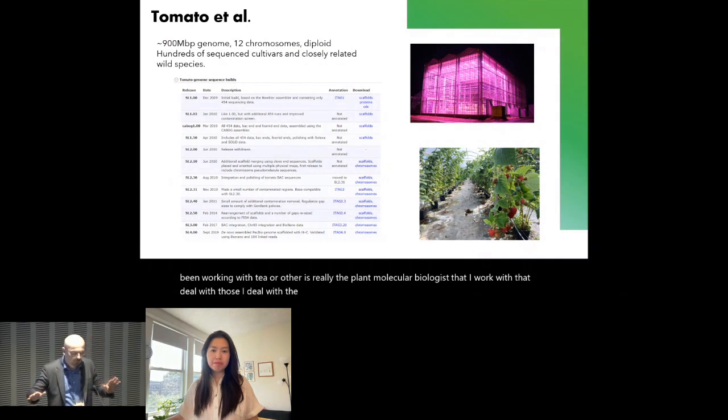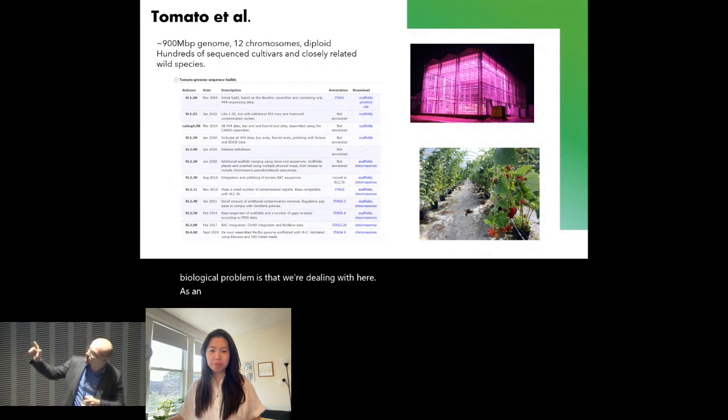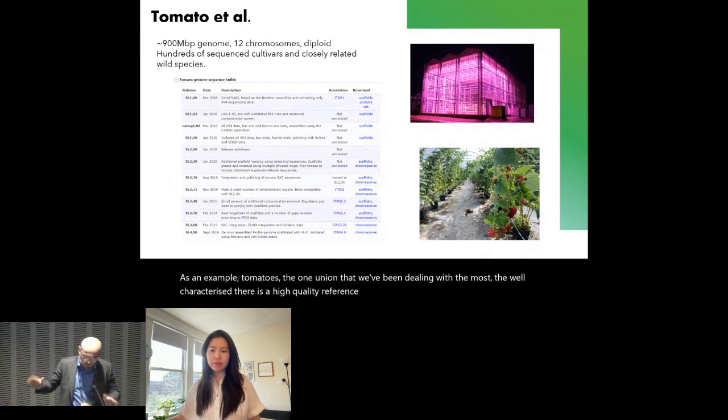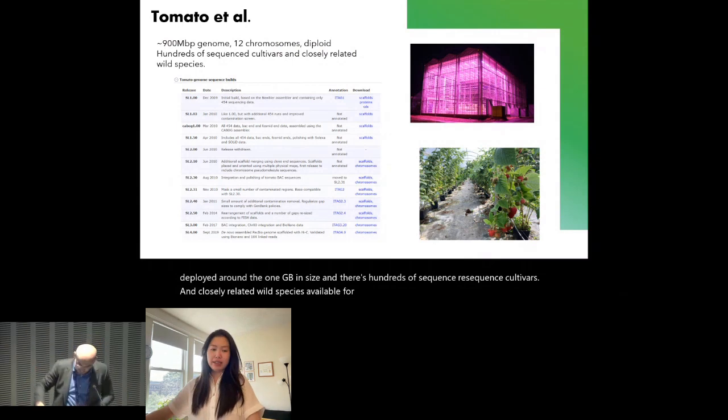So just to give you a brief overview of what the biological problem is that we're dealing with here. As an example, tomato is the one genome that we've been dealing with the most. It's well characterized. There is a high quality reference genome for it. 12 chromosomes, well behaved, diploid, around 1 gigabase in size, and there are hundreds of sequenced, resequenced cultivars and closely related wild species available for it. That's our phenotyping facility, and that's raspberries in the lower right.